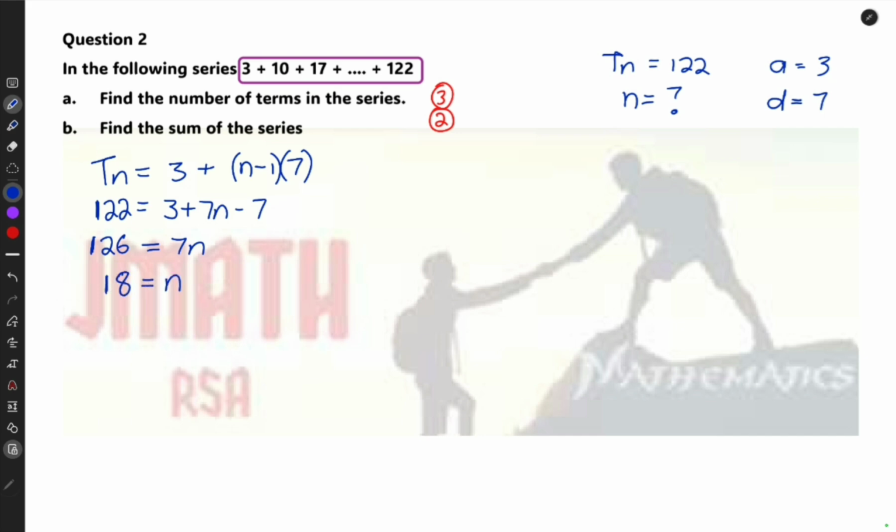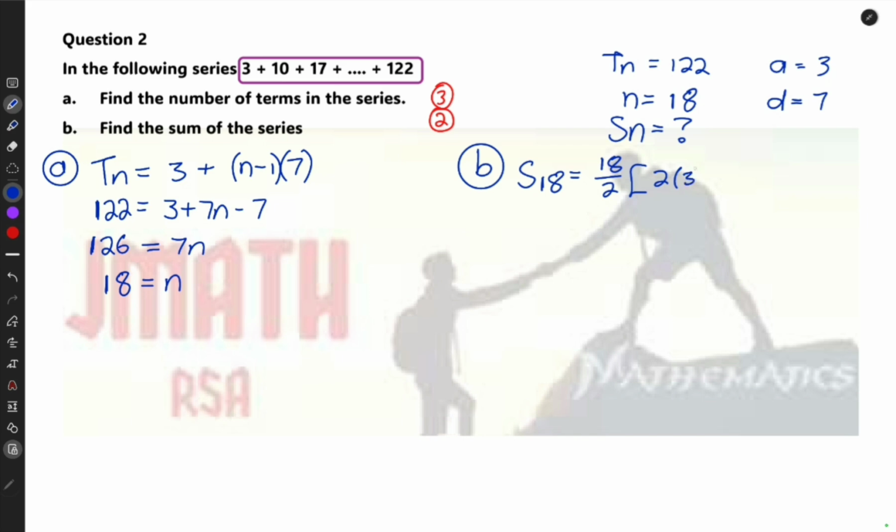How many terms are there in the series? 18 terms. So now I know what n is. In the next sum, find the sum of the series. That's question B. So I can just then sub in all of those values into the Sn formula and then answer their question. So S18 would be equal to n over 2. So I know n is 18. 2a plus n minus 1 d. And then if you do all of that on your calculator, you would just see the answer.